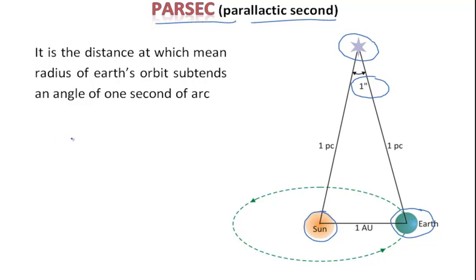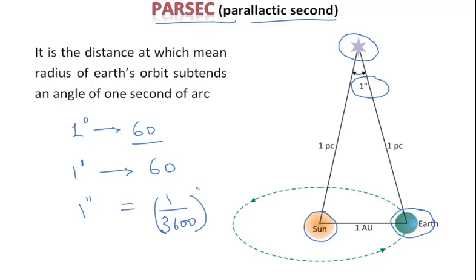Okay, now what is 1 second of an arc? If you divide a 1 degree angle into 60 parts, then each part is 1 minute. And if you further divide this 1 minute into 60 parts, then you get 1 second. Okay, so 1 second is 1 by 3,600 part of a degree. So it's a very small angle.